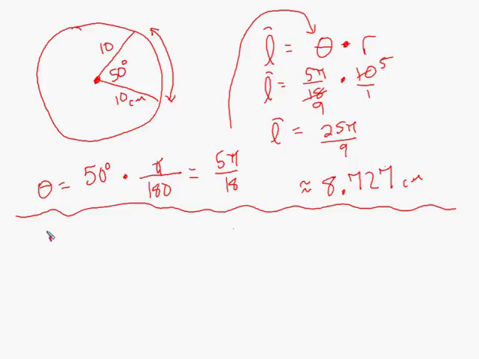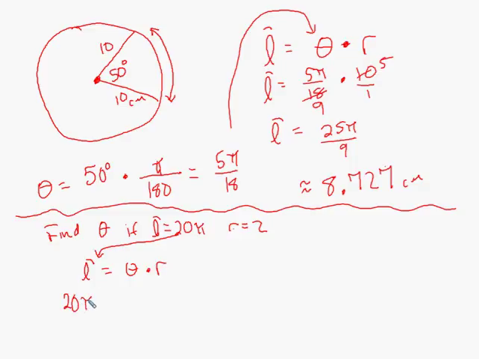Let's say we want to find the angle if the arc length is 20 pi and the radius is 2. Well, here's my formula. I plug in what I know. I am told that the arc length is 20 pi, so I put in 20 pi. I don't even have to draw it out. I'm finding theta, so here's theta. Radius is 2, so times 2. And now this is a basic equation. I go ahead and divide both sides by 2, and I get theta equals 10 pi.